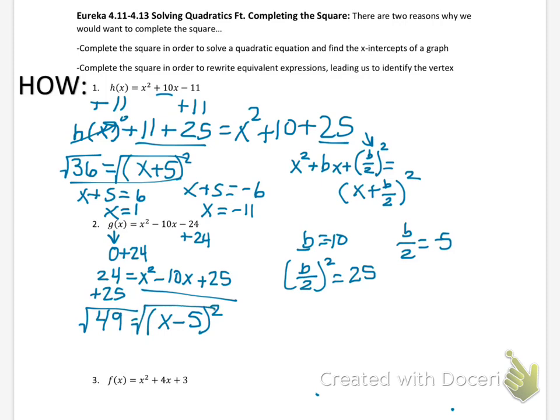By taking the square root of both sides, we get x minus 5 equals positive 7. X minus 5 equals negative 7. Add 5 to both sides would give us 12. X equals 12. Adding 5 to both sides here gives us x equals negative 2. Okay.